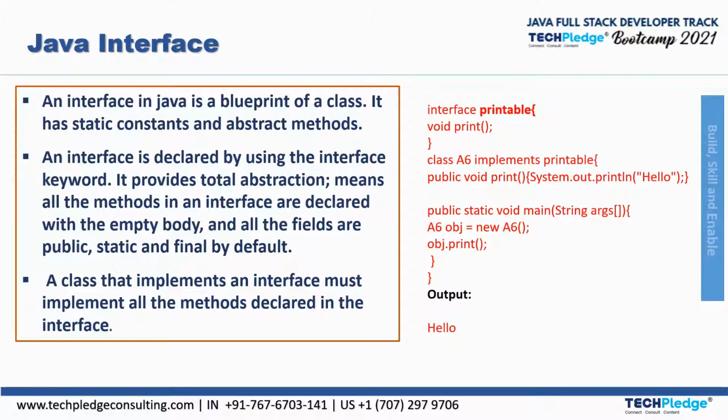Okay, and then again in an interface, all the fields are declared with an empty body and all the fields are public, static and final by default. These are some of the parameters that we have to consider while writing a Java interface.